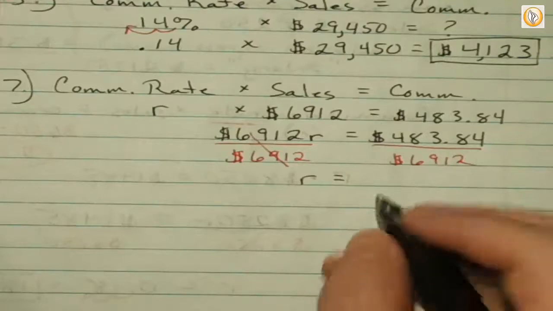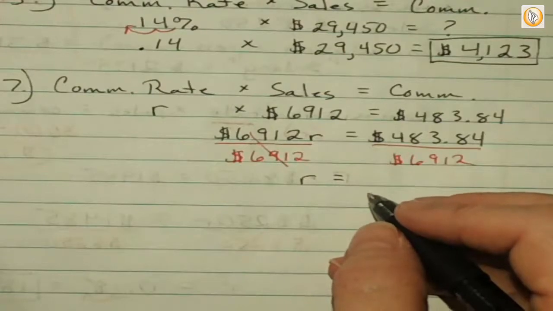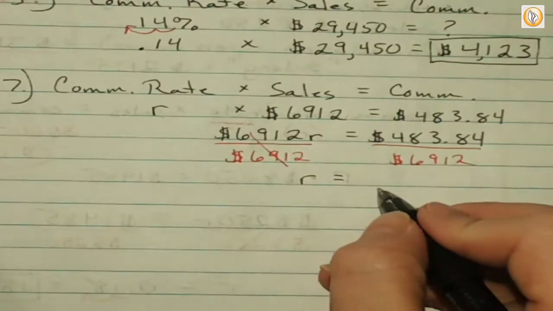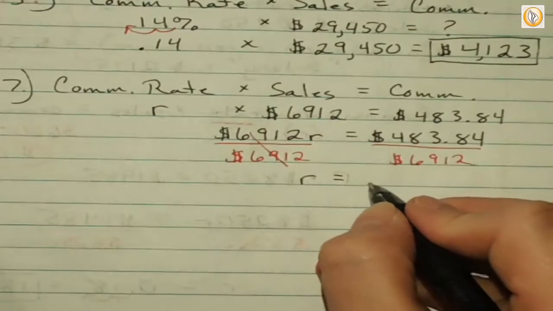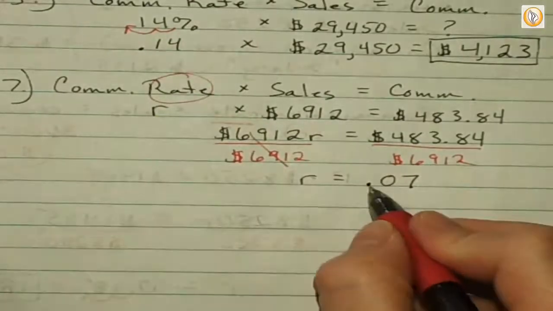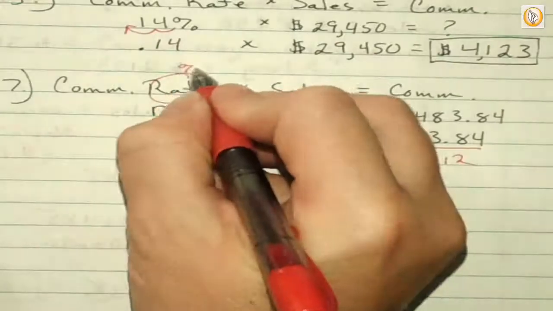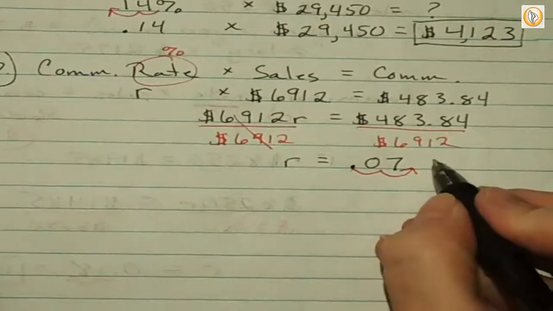Taylor? 14%? No. Michael? 70%. 70? What did you initially get? 0.7. You got 0.7? Yes. What'd you get? I got .07, which would turn into 7%. Now, boys and girls, because we're looking for rate, it's percent. So we need to remember to change that to percent, which is 7%.